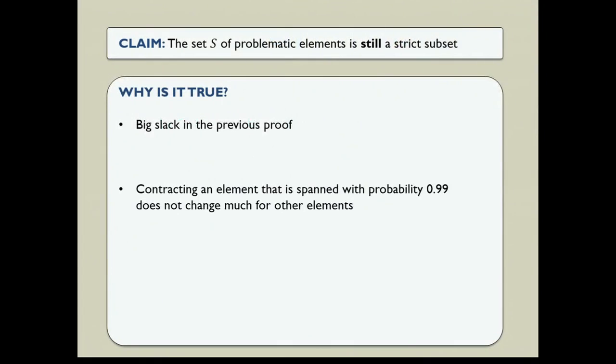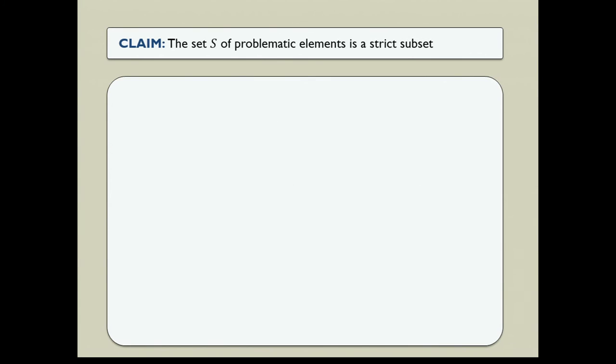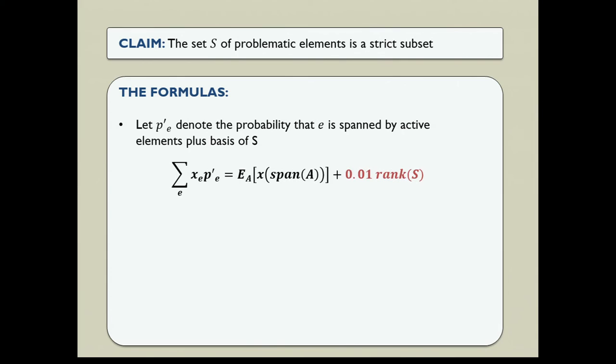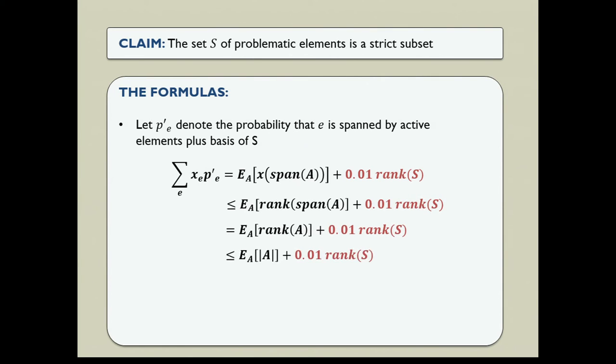Maybe that's okay. There was big slack in the previous proof: contracting an element that is spanned with probability 0.99 does not really change the probability of other elements. So the proof is just that you get plus, because the probability that you need to add a basis guy is just 1 minus 0.99, so you get plus 0.01 the rank of your set. Then you do exactly the same thing. You can also assume that your sum of the x_e forms a basis in a matroid, and then you get the answer. So there are some technicalities, but not much.